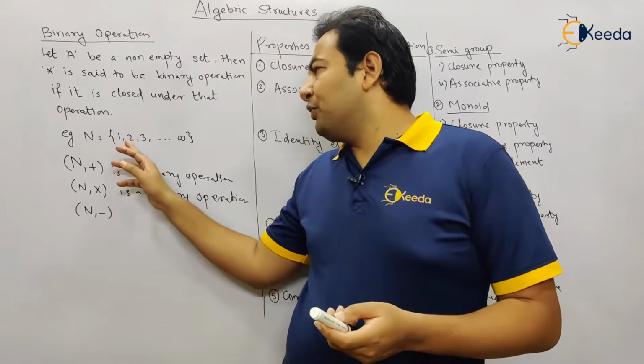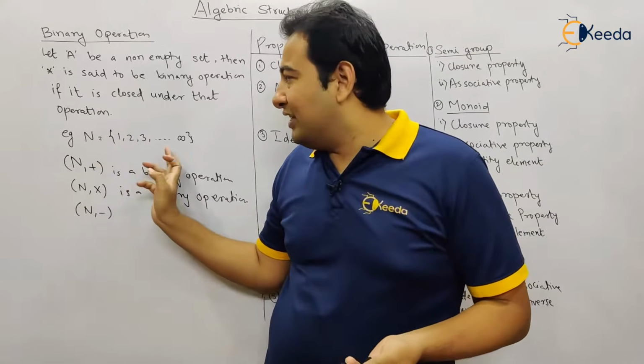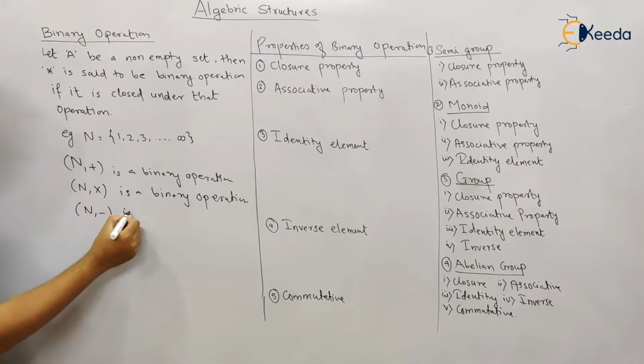Or simply you can say, take the same number, let's say 2 minus 2. So 2 minus 2 is 0. 0 again does not belong to the natural numbers, therefore it is not a binary operation.